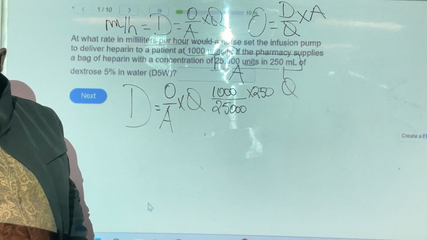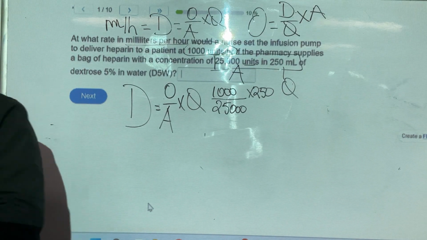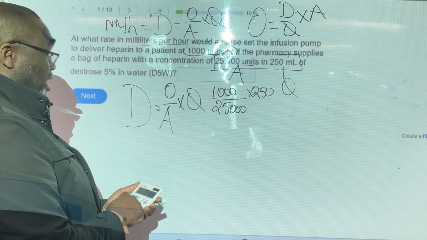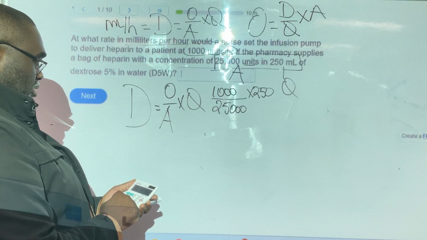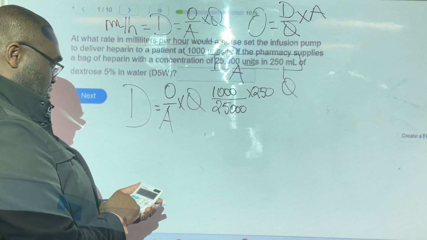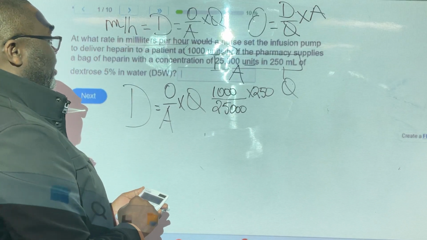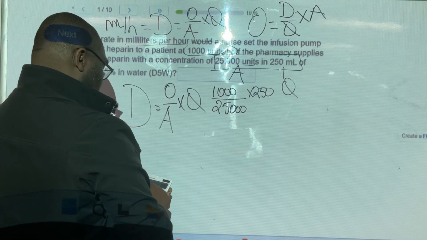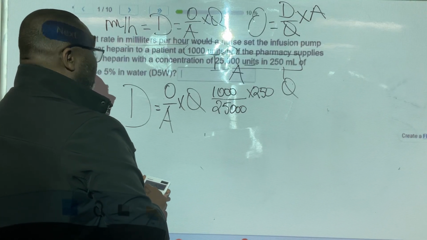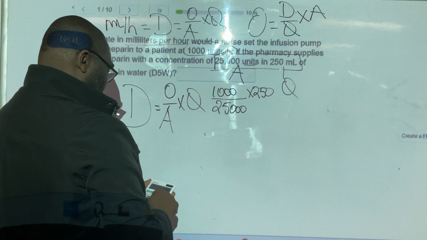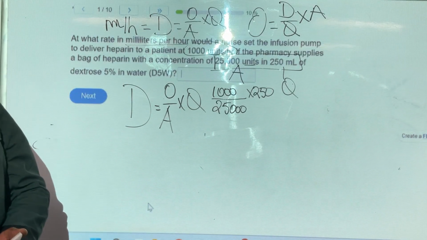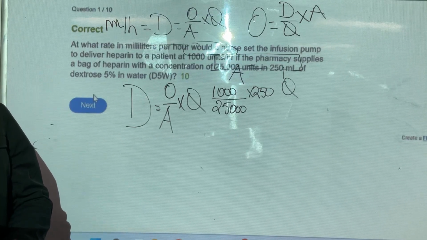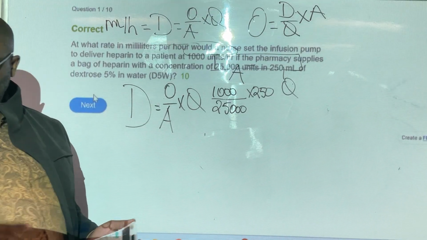So get your calculator right there, and you want it to be a whole number unless they tell you otherwise. So we got 1,000. I multiply that by 250, then I divide that by 25,000. You see? 1,000 times 250, then divide that by 25,000. So we got 10 units. This 10 right there is 10 milliliters per hour. We got it? All right.